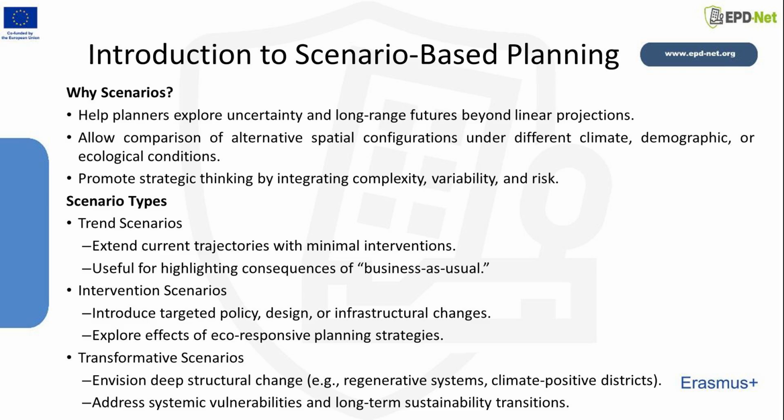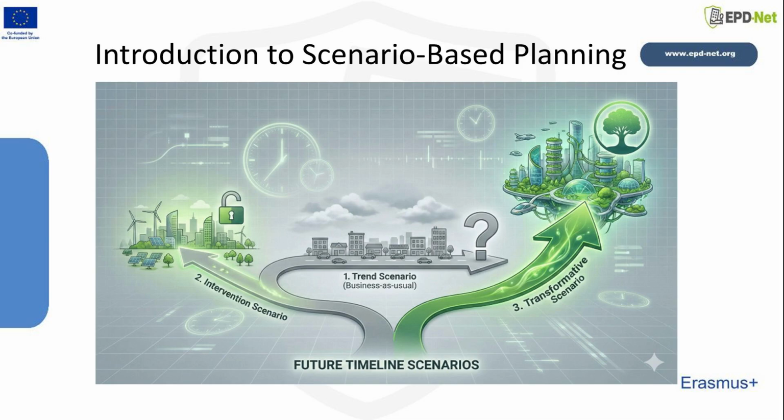Examples of eco-responsive visions include carbon-neutral districts powered by renewable energy, regenerative water systems that close hydrological loops, and interconnected biodiversity corridors that restore ecosystem function. By synthesizing ecological science, climate imperatives, and collective aspirations, visioning provides a strategic foundation for developing coherent and transformative planning scenarios.